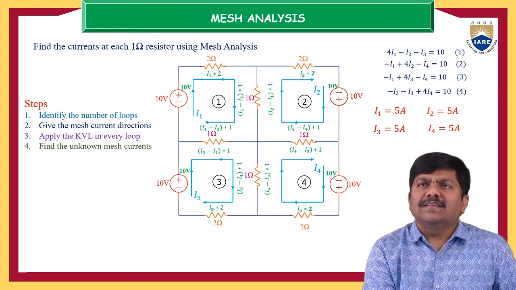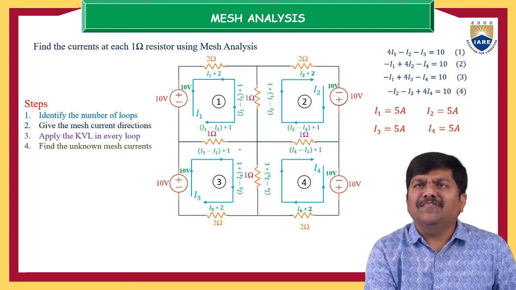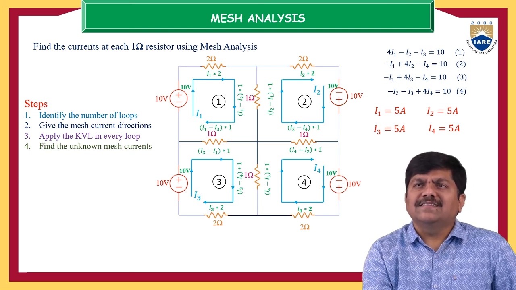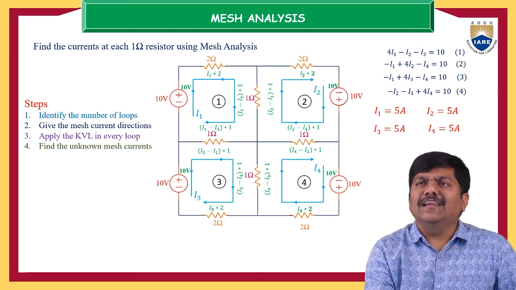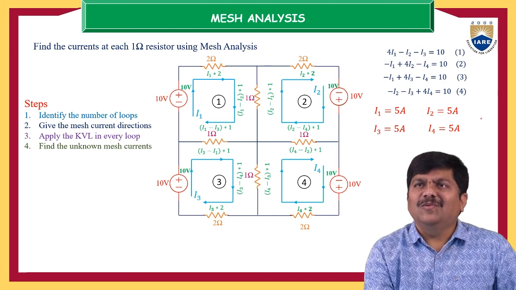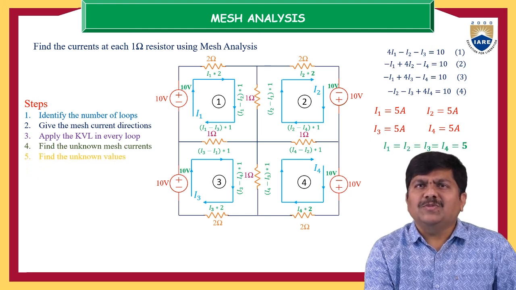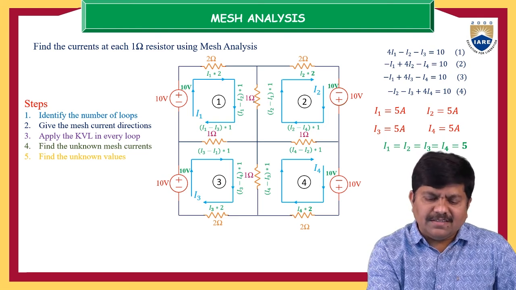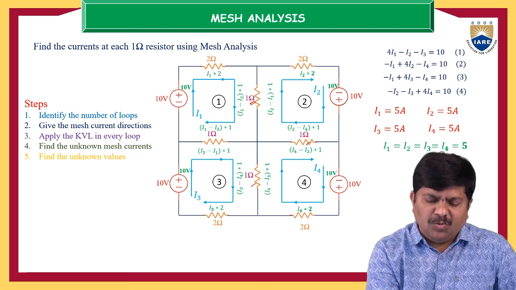And of course, the resistances are the same. The majority of the resistance values are 1 ohm, and 4 resistors have 2 ohms. So luckily, the I1 value, I2 value, I3 value, and I4 value look the same. That is 5 amps current. So the next point is to find the unknown values. So what they are asking us to find here is the resultant current across 1 ohm, 1 ohm, 1 ohm, and 1 ohm.